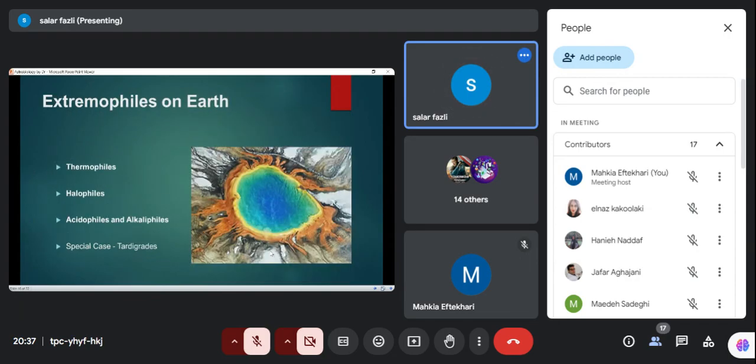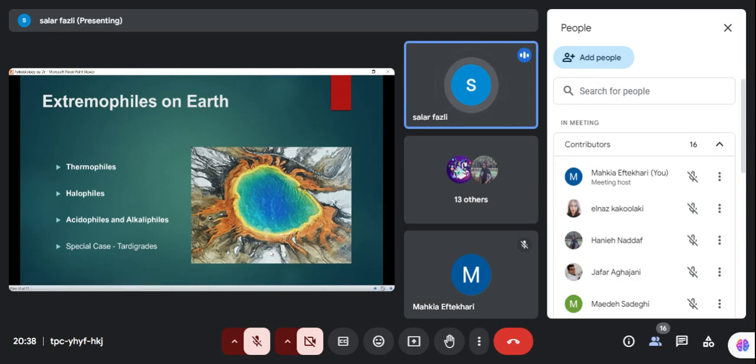So, we are going to open this topic a little bit for you, the topic of extremophiles, because it's very important in astrobiology. Extremophiles are organisms that thrive in conditions that would be inhospitable to most life forms. Studying these organisms expands our understanding of life's adaptability and informs the search for extraterrestrial life. Some notable examples include thermophiles, halophiles, acidophiles, and alkalinophiles, and a special case, tardigrades, that we're going to discuss.